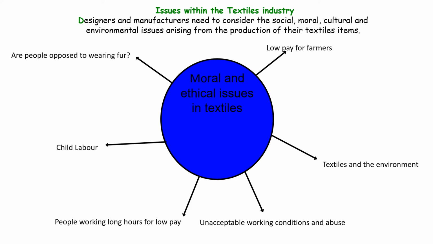Low pay for farmers. Farmers that harvest crops such as cotton get paid very low pay. Is this acceptable? Moral and ethical issues. Look at what happens in textiles and if this is acceptable. There will be more that you can add to the mind map.